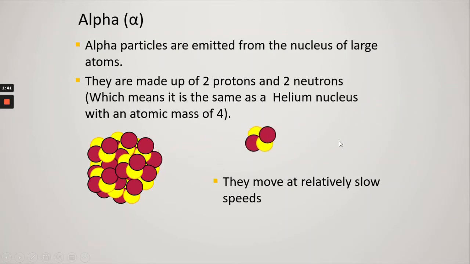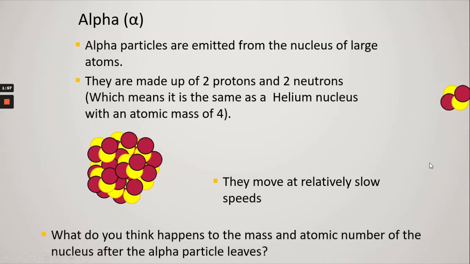So the alpha particles move at relatively slow speeds, and over time most very unstable nuclei will emit several alpha particles, and then gradually they'll achieve a state where they become a stable nucleus. So what do you think happens to the mass and atomic number of the nucleus after this alpha particle leaves?